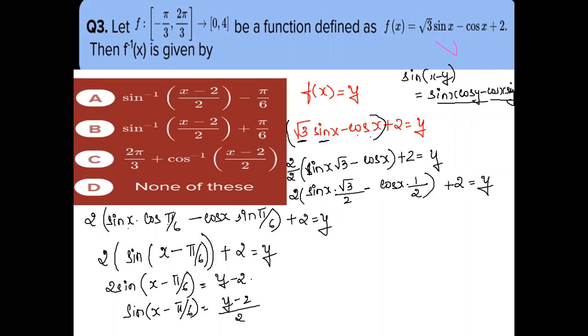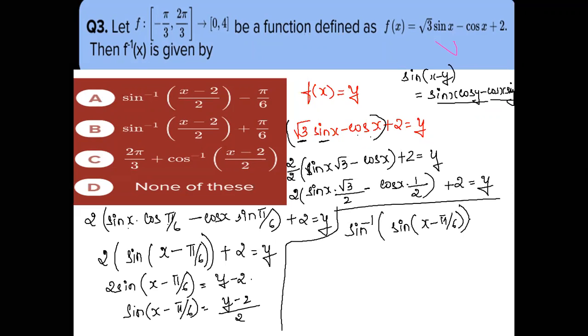I need only x minus pi by 6 here, but there is sine. Now how do we cancel sine? What do we have to multiply on both sides? Today we have discussed it in the inverse trigonometric class. I want sine inverse. We have to multiply by sine inverse on both sides. So what happens when we apply sine inverse on both sides? What is sine inverse of sin x?